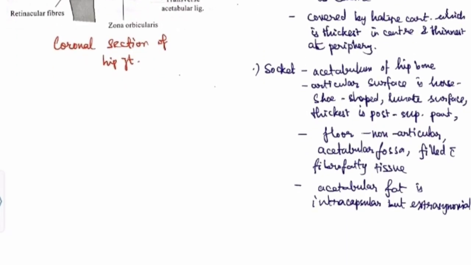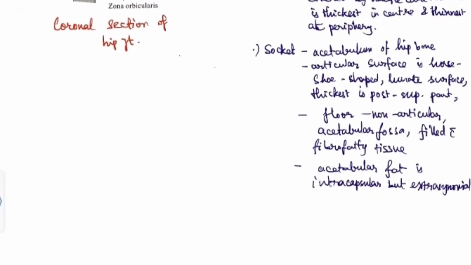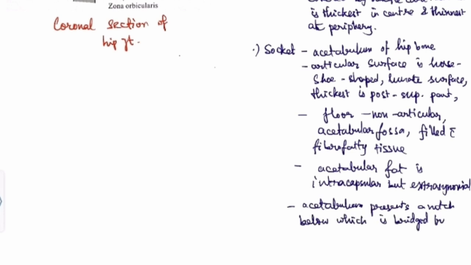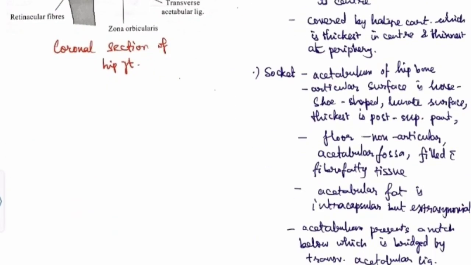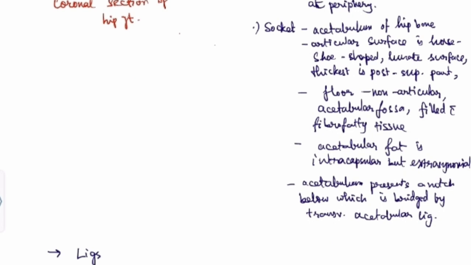This is the ball and the socket which we talked about. Now going over to another point. The acetabulum presents a notch below, which is bridged by the transverse acetabular ligament. Now going to another point: what are the ligaments of the joint?